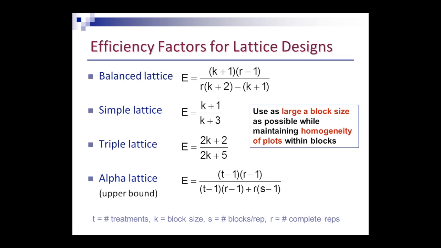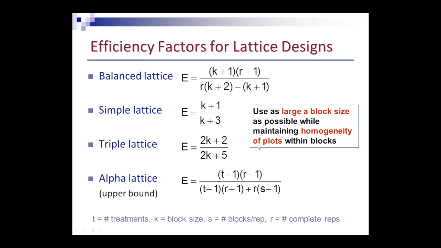So for each of these different options in lattice designs, we can calculate something we call the efficiency factor. This isn't the after-the-fact efficiency that I mentioned earlier, where you're comparing the randomized complete block design to the lattice based on your actual data. This is something you would do ahead of time to consider the upper bound in terms of what the efficiency of the experiment could be.